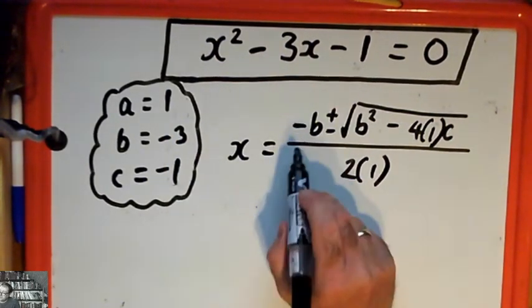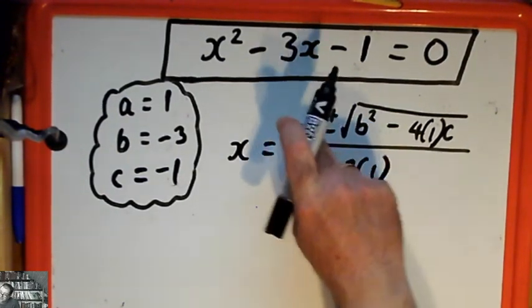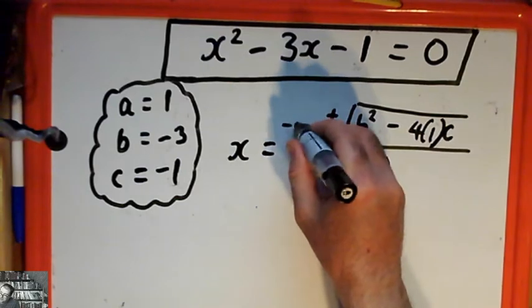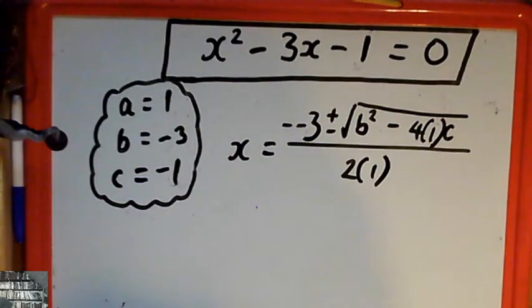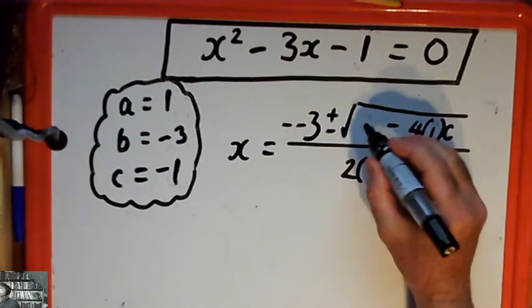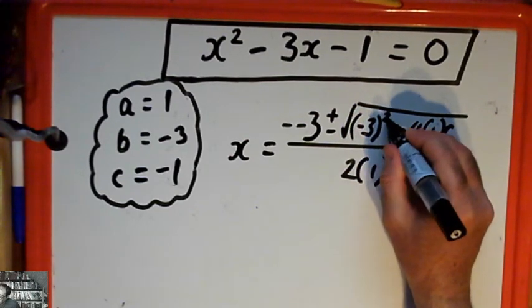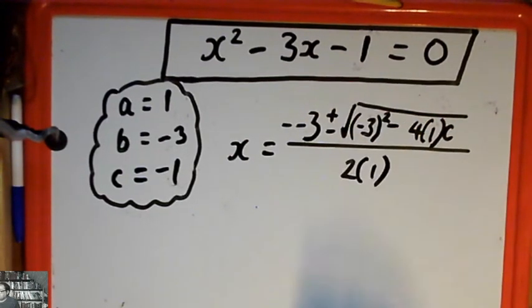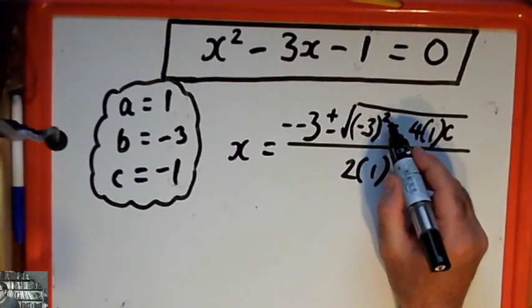b is minus 3, so wherever I see a b, I'm going to replace it with a minus 3. So the formula here says minus b, I'm going to replace the b with a minus 3, so I'm going to get minus minus 3, because there was already a minus there in the formula. And then b squared, so that's going to be minus 3 in brackets squared.